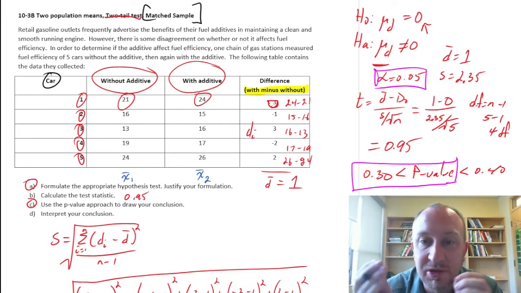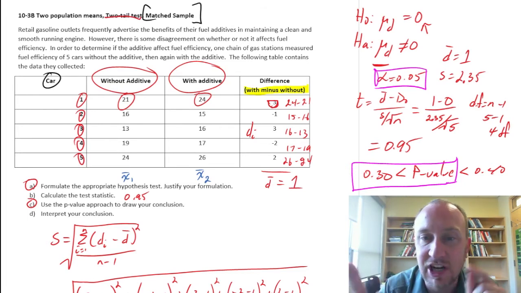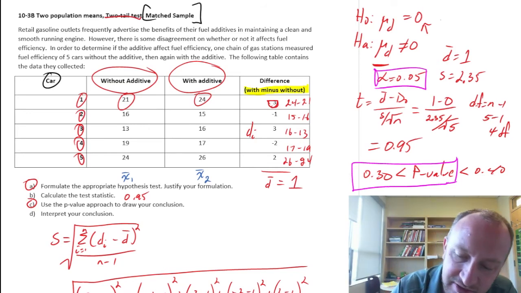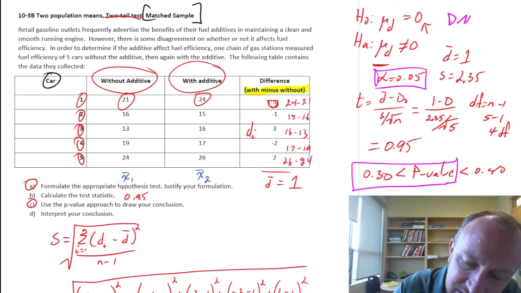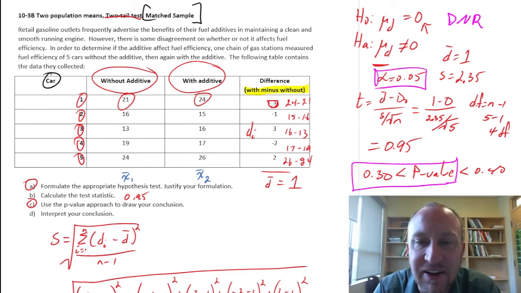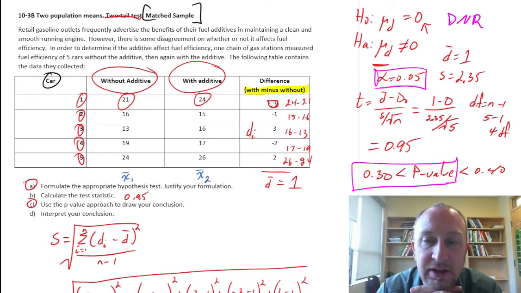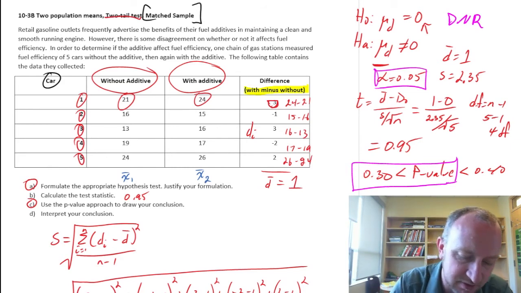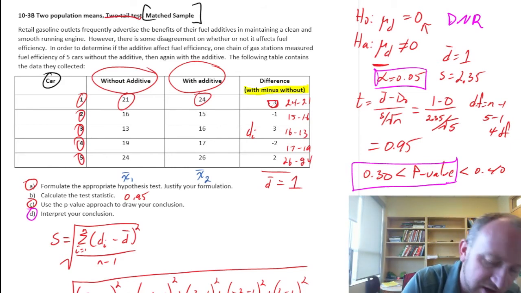Our rejection rule here is the same. We only reject if the p-value is less than alpha. This is certainly much larger than alpha, so we do not reject. I have insufficient evidence to show that this additive has had any influence on overall fuel efficiency. Okay, so that's good. We've got our conclusion and we've got our interpretation.